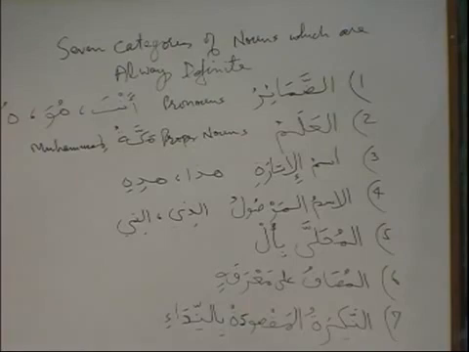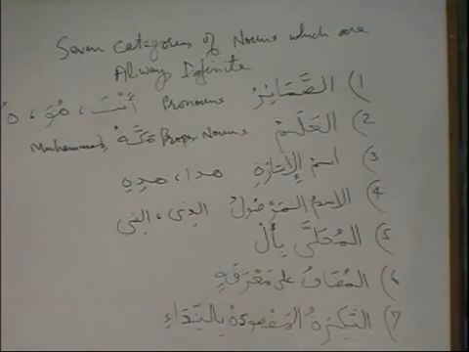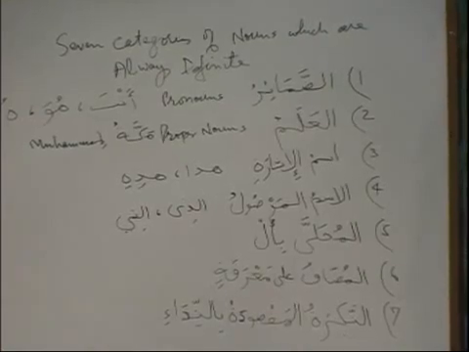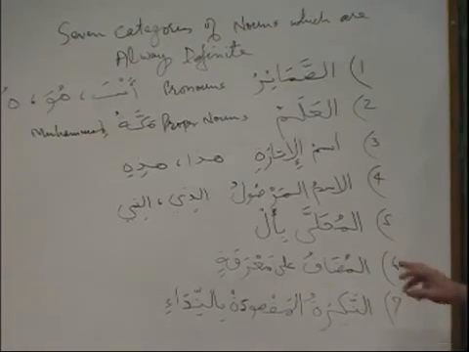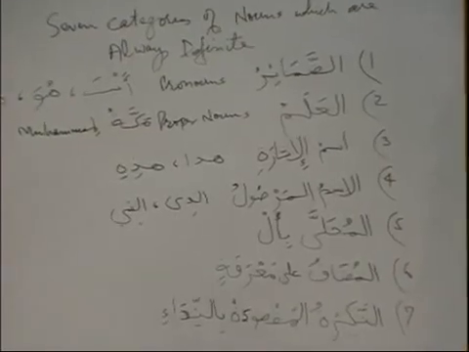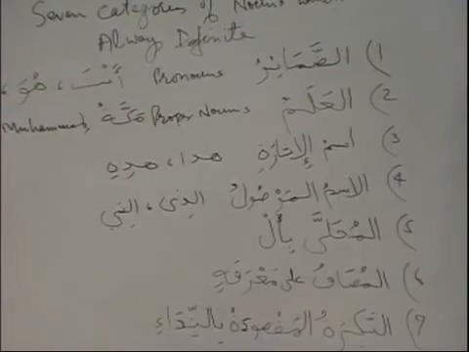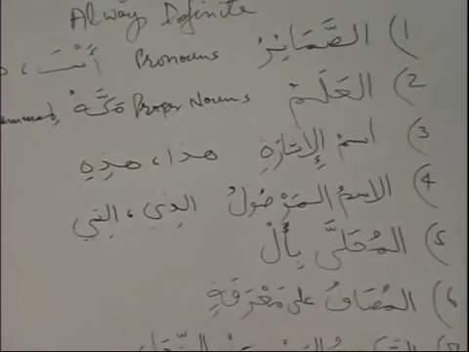And then, al-muhalla bil-al. Remember this word, al-muhalla. What is the meaning of al-muhalla? Decorated with, adorned with. You decorate a noun with al, and it becomes definite. Fine, brothers and sisters. And then, al-mudaf ala marifa. When the mudaf ilayhi is marifa, mudaf is definite. Okay, brother? And then, al-nakiratul maqsudatu.